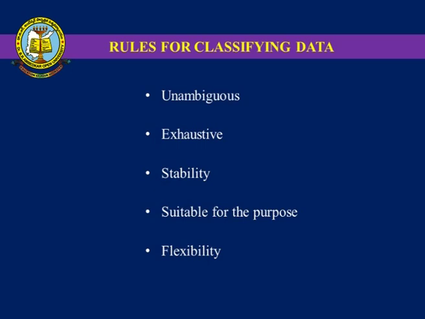Now, the rules for classifying the data are: unambiguous, exhaustive, stability, suitable for the purpose, and flexibility. These are the key points, the rules for classifying the data. We will discuss them one by one.